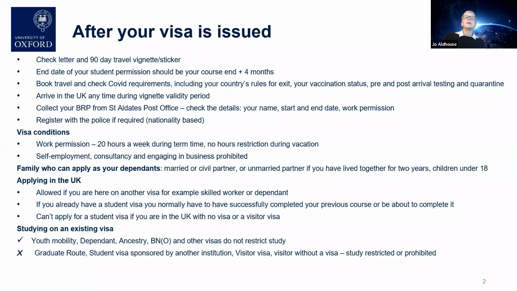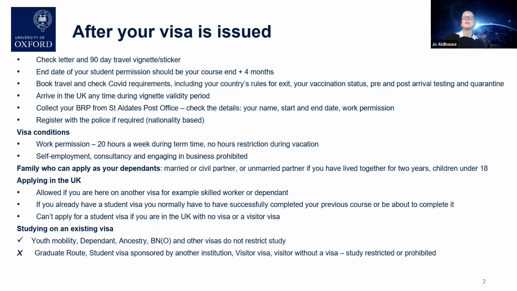But then you need to collect your biometric residence permit, which is kind of your full length visa, from St. Aldate's Post Office. Now, again, this is just non-European nationals. European nationals just have an electronic status, and there's no biometric residence permit to collect. Once you've got your BRP, check all the details, make sure your name's correct on it, your start and end date is correct on it, and that you've got work permission.